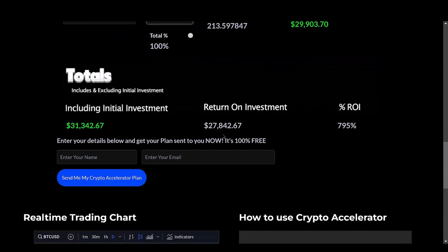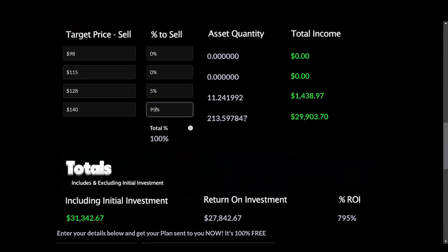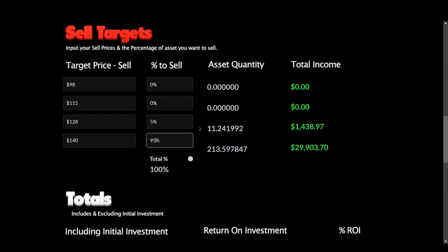Can we improve it any more? So we're up to another grand on top. Percentage-wise, we're just under 800%. At these prices, trying to get that 1,000% is very difficult. You'd have to just about go all in at the 140 range, 145 range. Again, you could play around with this, put 144 there.